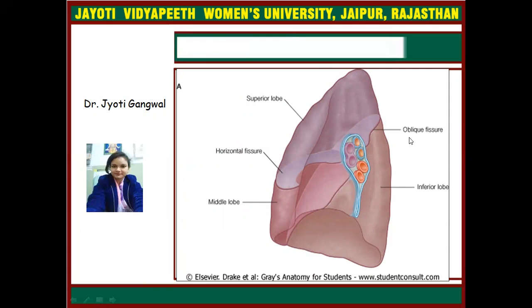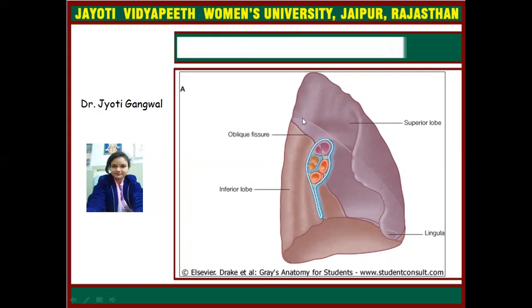This is the right lung. How do we identify this lung? Because it has two fissures. This is the horizontal fissure. This is the oblique fissure. This is the superior lobe, inferior lobe, and middle lobe. This is the hilum of the right lung.